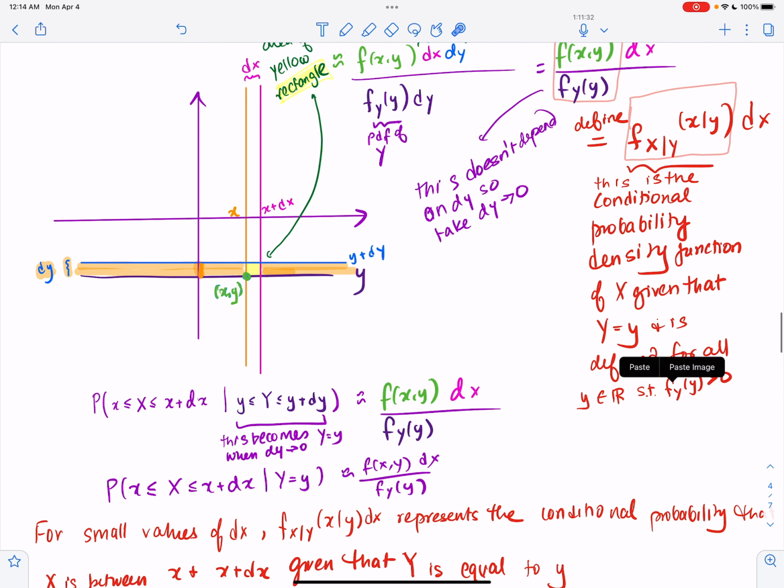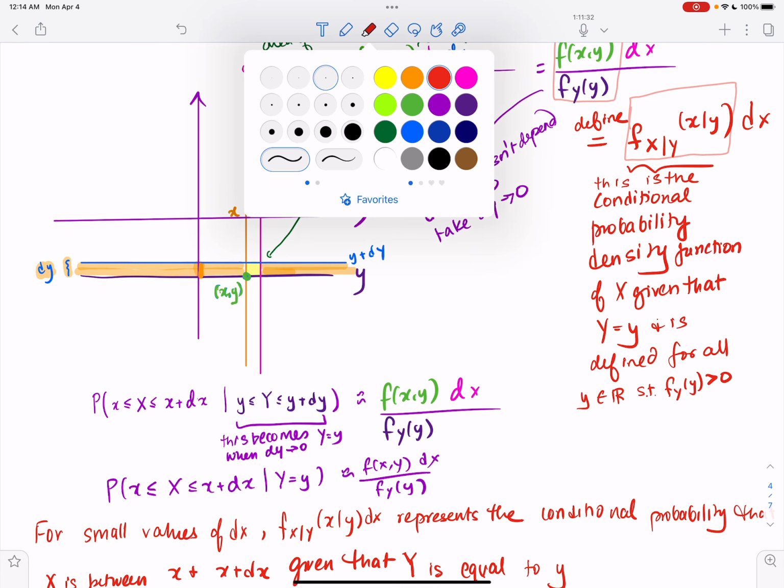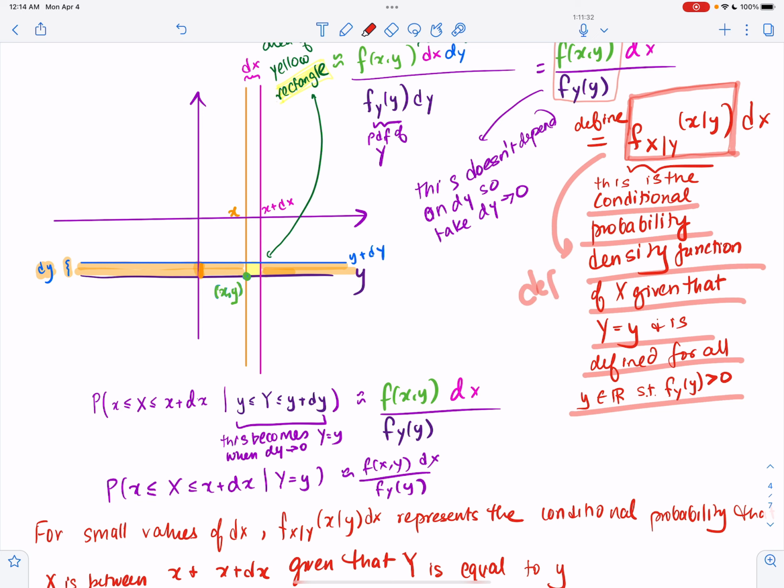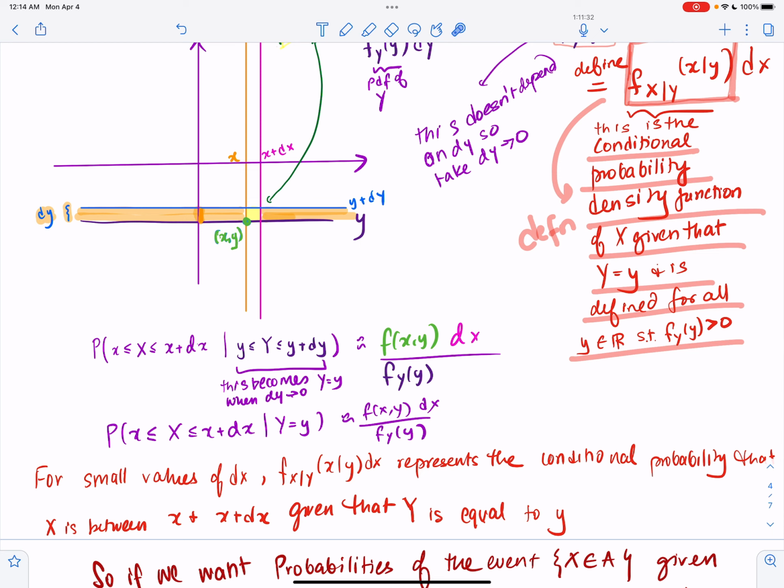So this over here is the definition. All right? So mark it as one important fact. This is the conditional probability density function of x given that y is y, defined for all this. So that's the definition. Okay? All right. And just some more chatter. For small values of dx, this represents the conditional probability that x is between this given that y equals y, just like I had said.